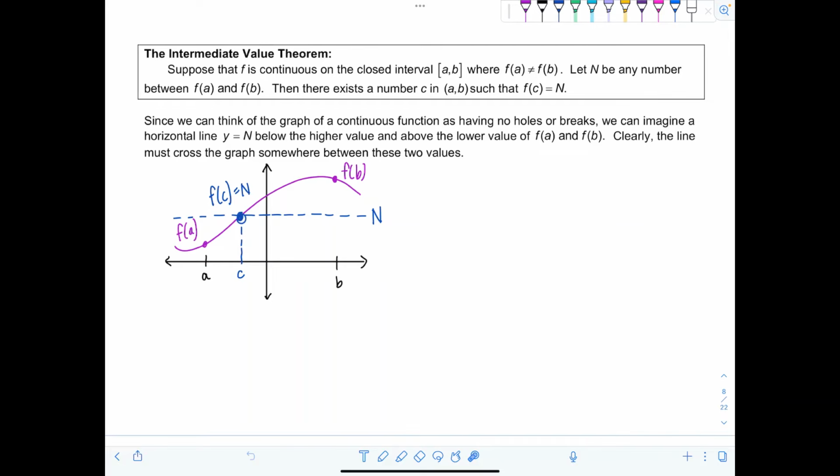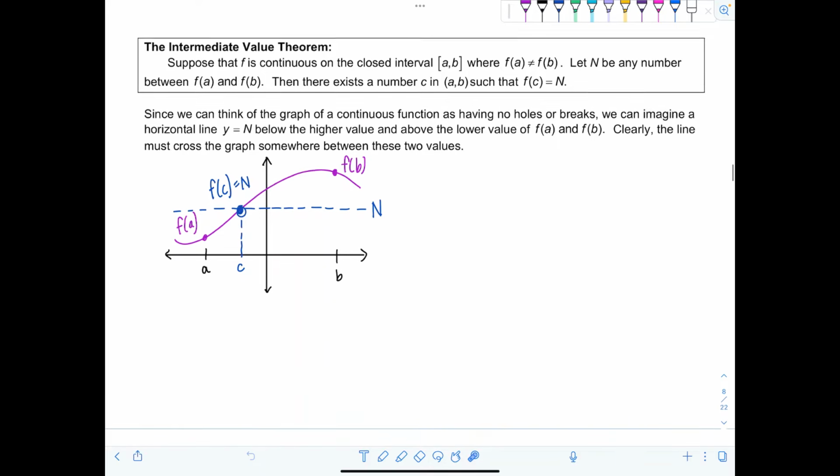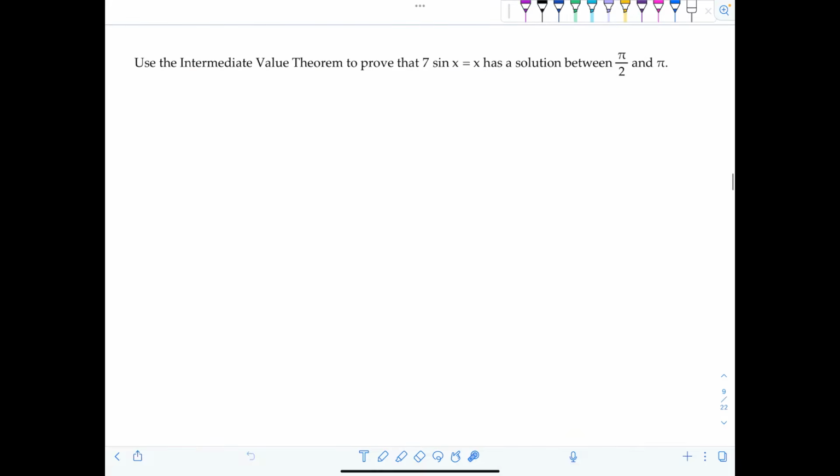So we can think of the graph of a continuous function as having no holes or breaks, and then just imagine a horizontal line, y equals n, below the higher value and above the lower value of f of a and f of b, so somewhere in the middle. So clearly the line must cross the graph somewhere between these two values. And why this theorem is so important is it helps us identify specifically where zeros of functions live. So a lot of the time we like to let n equal 0 and say that we can find a root or prove the existence of a root between two numbers, and we use the intermediate value theorem to do it. So let's see how this might be put into practice, what you might get asked on an exam.